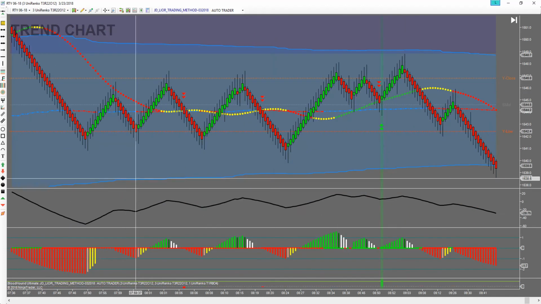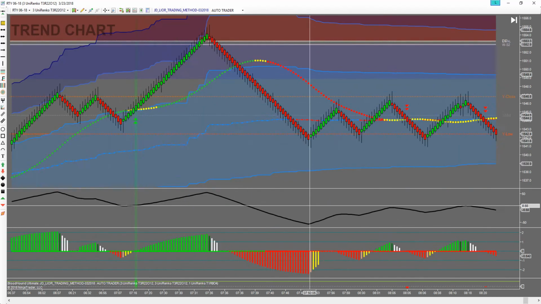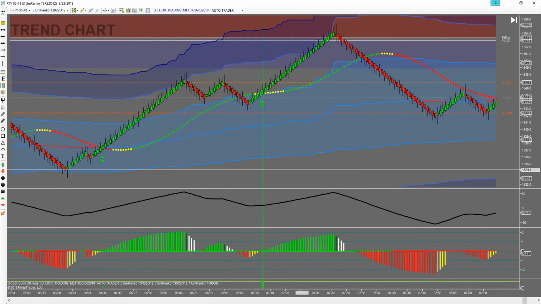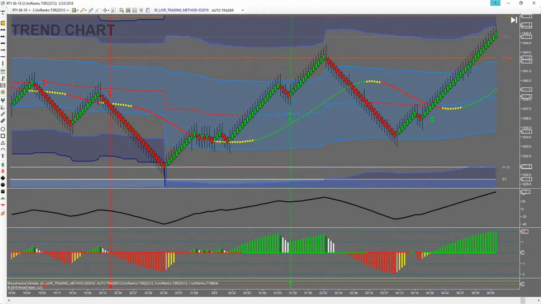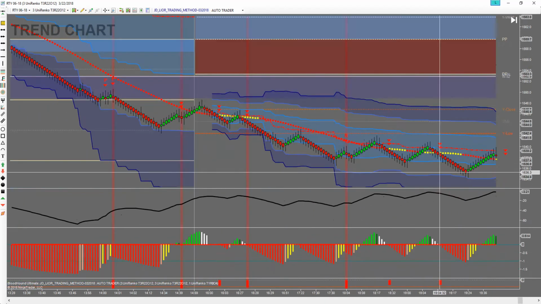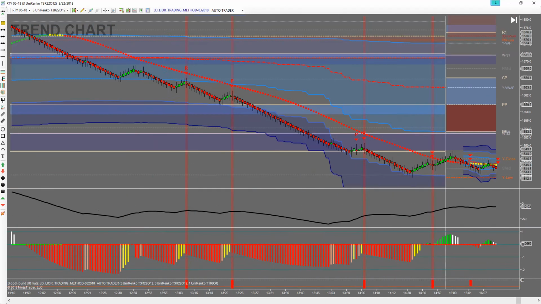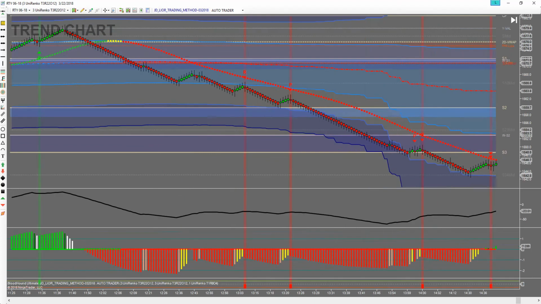But you can see. Let's go backwards. You can see this trade. This is early in the morning. This is very early in the morning. The day before, you can see the trades that I've taken.